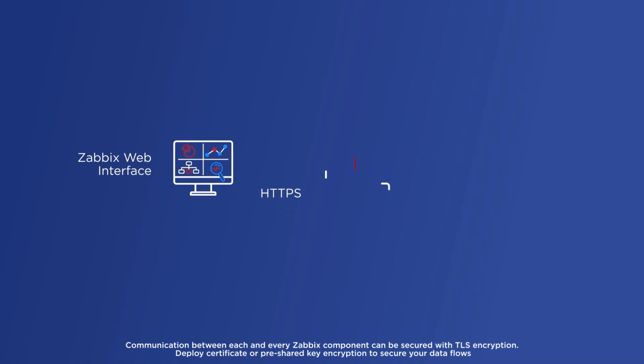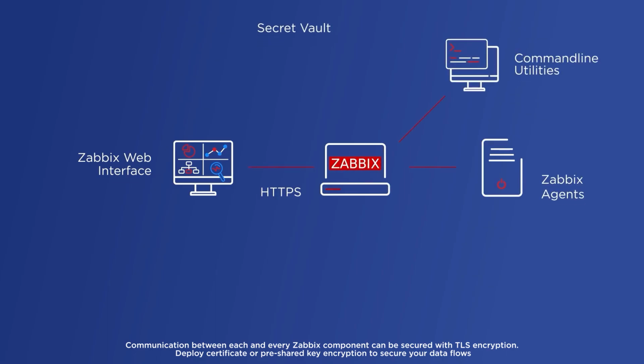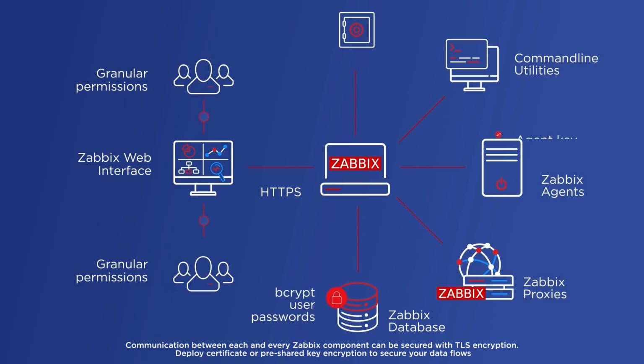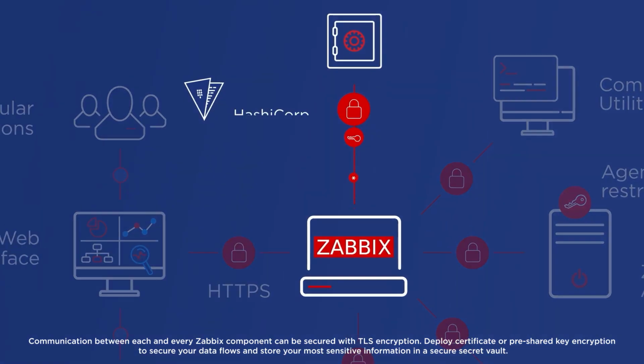Communication between each and every Zabbix component can be secured with TLS encryption. Deploy certificate or pre-shared key encryption to secure your data flows. Define password complexity criteria to prevent dictionary and brute force attacks. And store your most sensitive information in a secure secret vault.